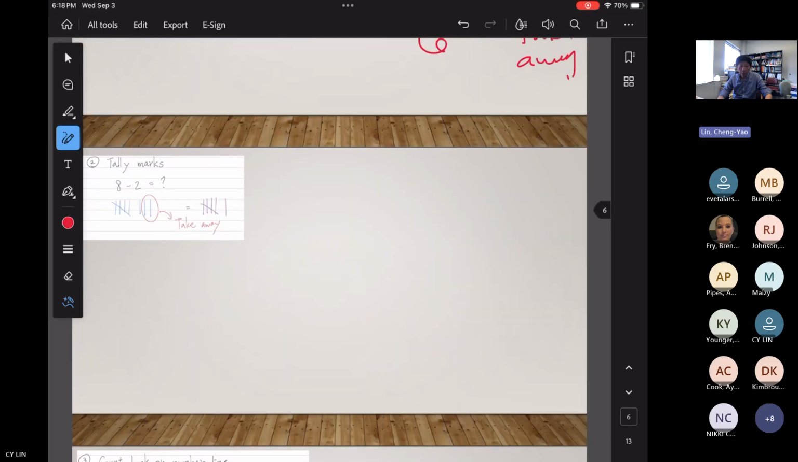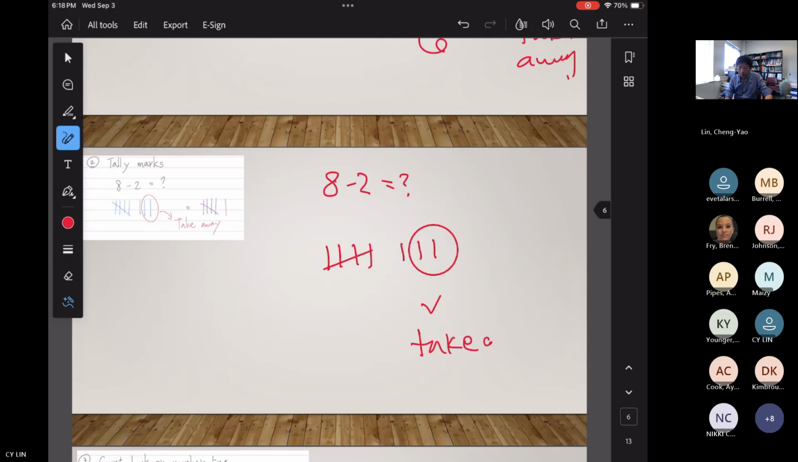Another one, we use tally marks. Okay, tally marks. So again, 8 minus 2 equals how many? So we add 1, 2, 3, 4, 5, 6, 7, 8. Then we want to take away 2. How many left over? So we put 1, 2, 3, 4, 5, and 6. Tally marks.